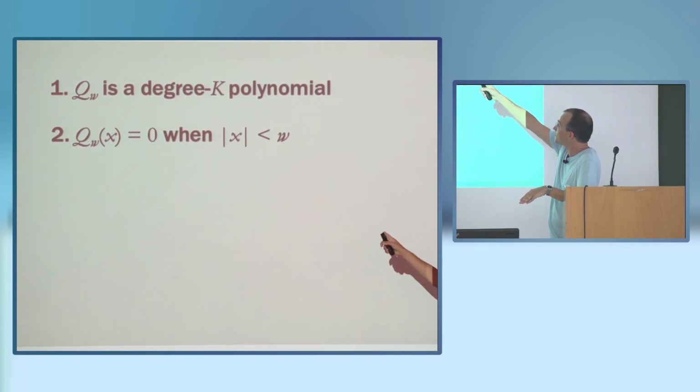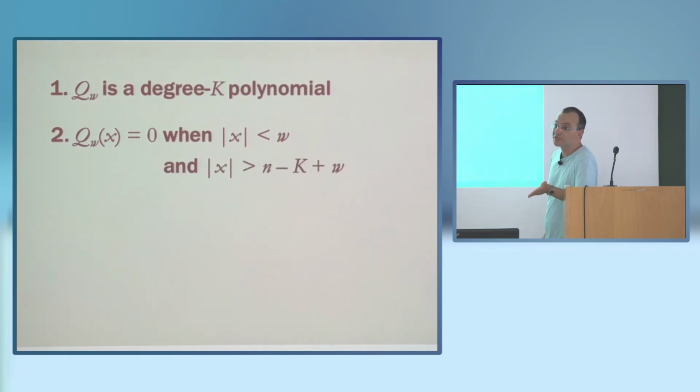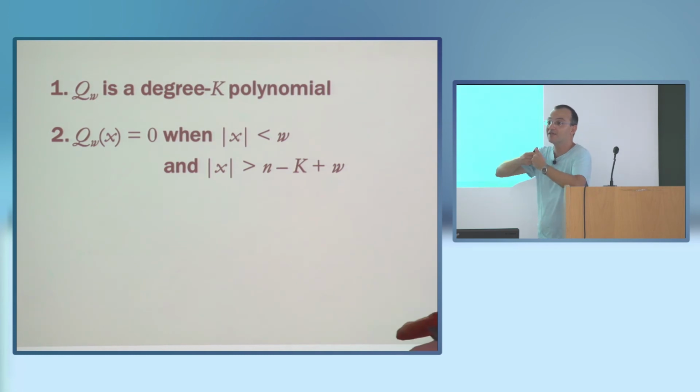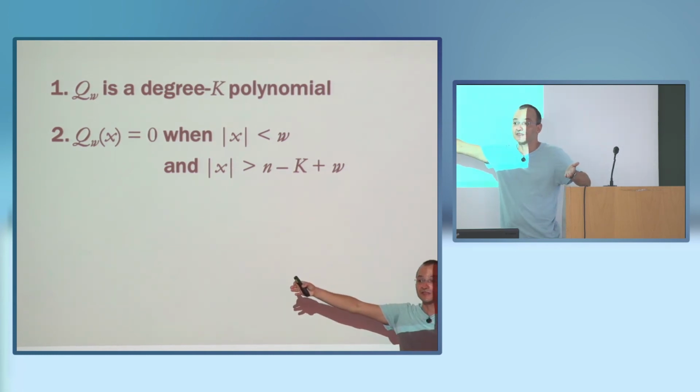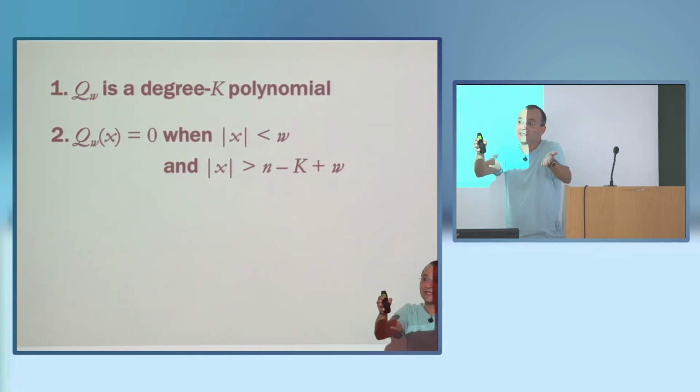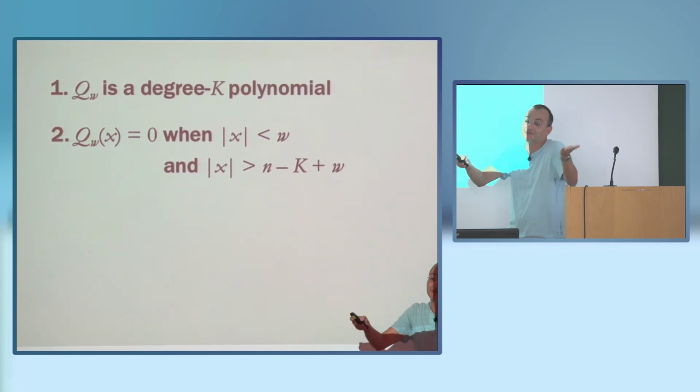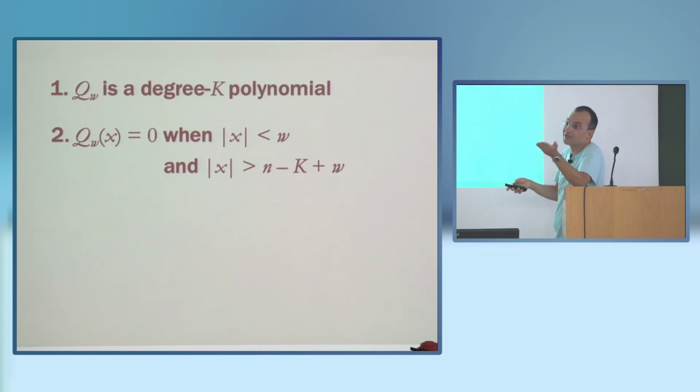So it's going to reject all strings that have very low Hamming weight, and it's also going to reject all strings that have very high Hamming weight. If I have something that has many, many, many 1s, then in this window that I'm looking at, I'm always going to see something that has many, many 1s. So I'm going to reject, right? Think of W as being n over 2.